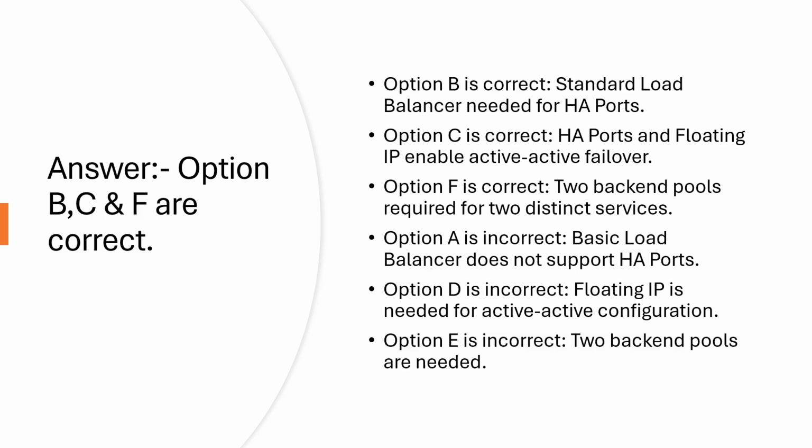Finally, option F. Add a front-end IP configuration, 2 back-end pools, and a health probe. We need a front-end IP configuration, of course, to receive the incoming traffic. But here's the key. We need 2 back-end pools. Why? Because we're load balancing to 2 different services on the Production subnet, each with its own IP address. Each service needs its own back-end pool.